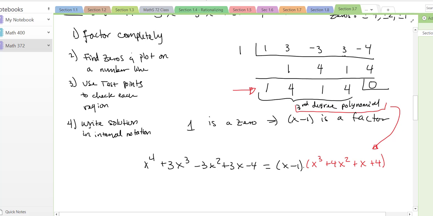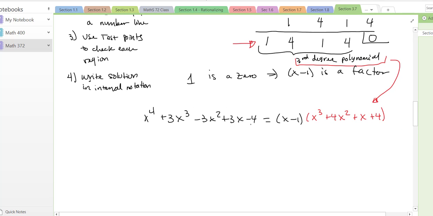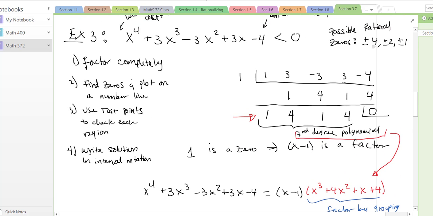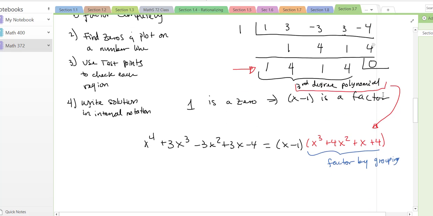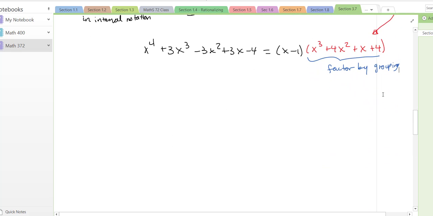And now we can factor it. Notice that this one is 4 terms, so I can try factor by grouping. Or if you want to continue doing synthetic division, like I said, when I did this in preparation for the video, I checked positive 2, negative 2, positive 1, and negative 1. So you could check positive 4 and negative 4 and see if any of those are zeros, and that will give you the factors. But in this case, I did this one by grouping.